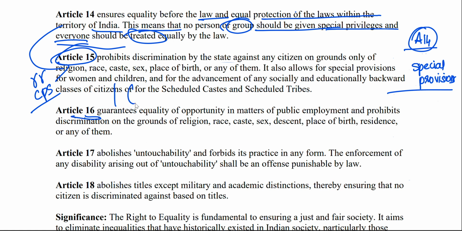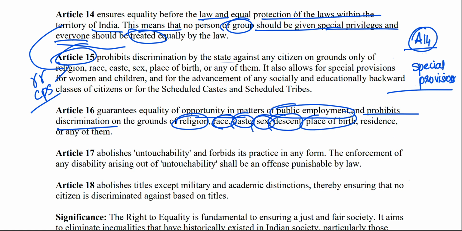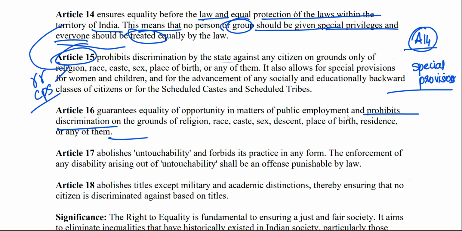Article 16, we have 16(1) right here, opportunity. Equality of opportunity. Article 16 is equality of opportunity in the matters of public employment and prohibits the discrimination on the ground of religion, race, caste, descent, place of birth, residence, any of them. Now, Article 16 is having more, right? Is RCPS coming or not?